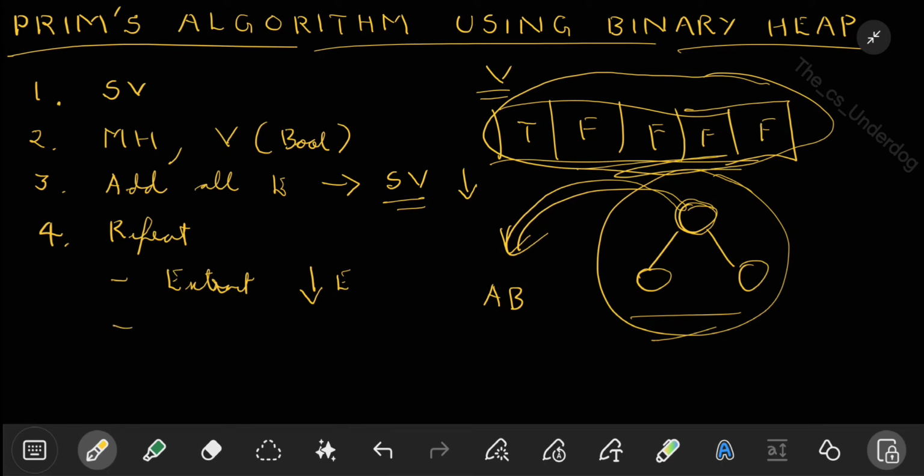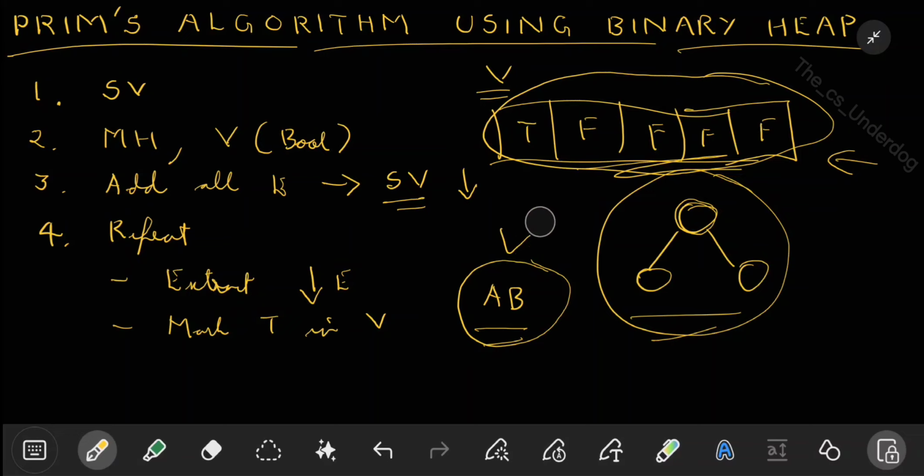You should mark the unvisited vertex, that is, whichever vertex gave you the false result, as true in the visited array. Among A and B, the vertex which gave you the false value, which means it is not yet part of the MST, you should mark it as true, which means you are considering this vertex also as part of the MST from this point. And what is the next step? You have to add all edges connected to this newly visited vertex to the min heap.